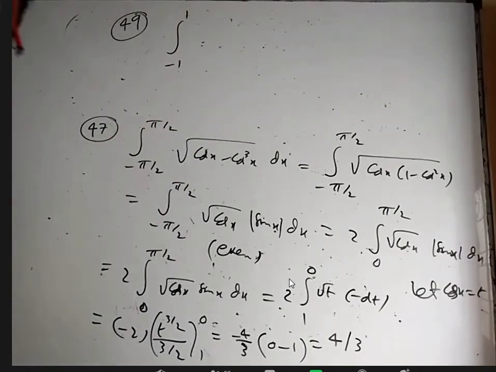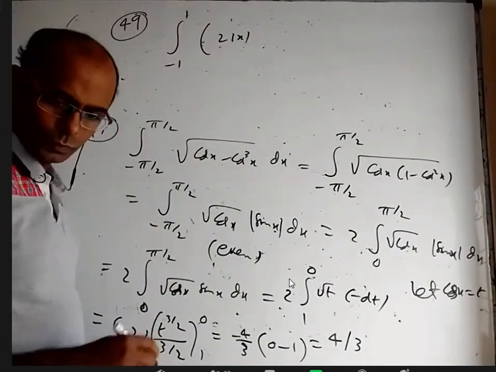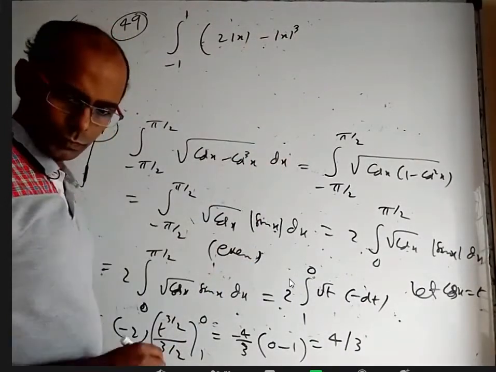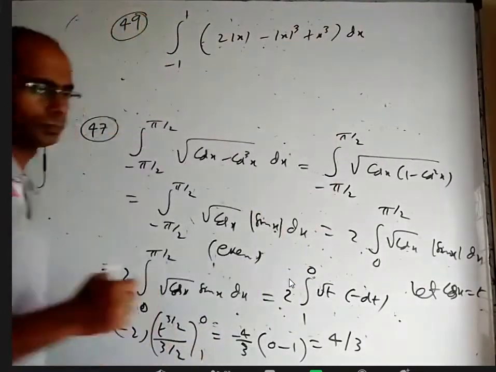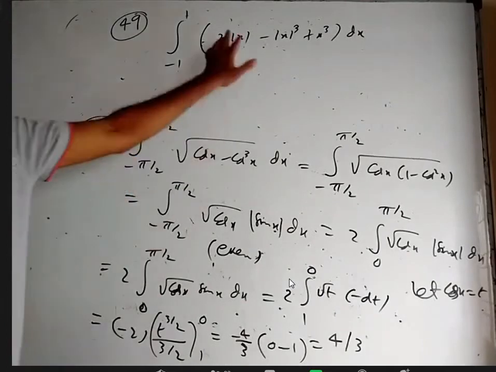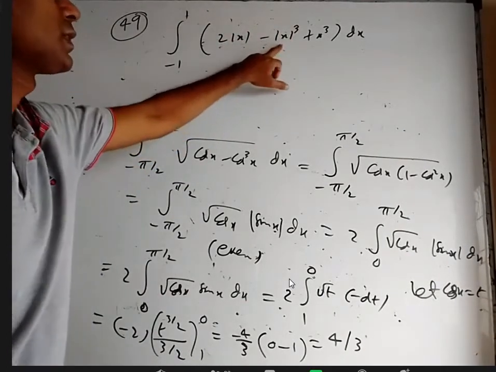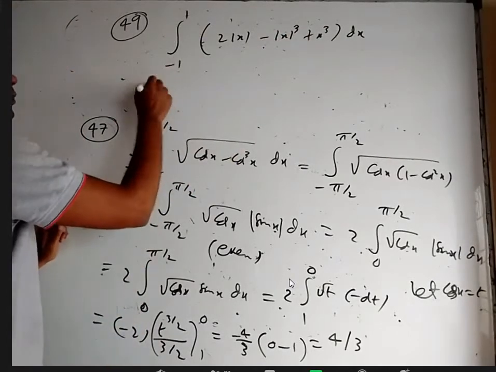Integral minus 1 to 1, it is just a normal bracket only. 2 mod x minus mod x cube plus x cube. Because mod x is there, it is obviously even. Because mod x cube is there, it is obviously even. Mod is there. And x cube alone is odd. So I want to split the two things.